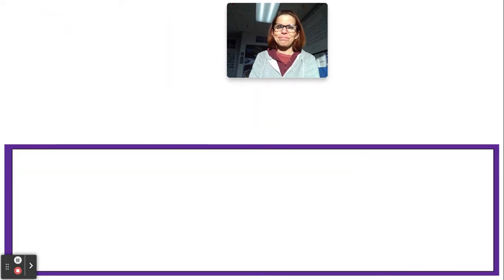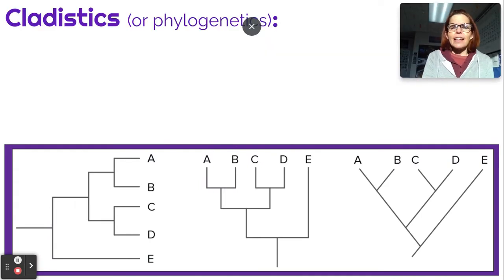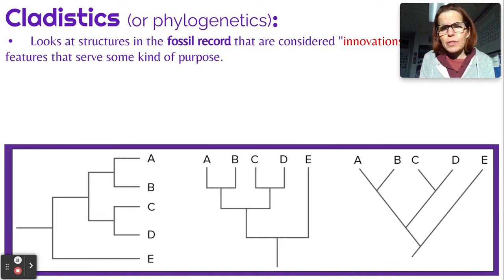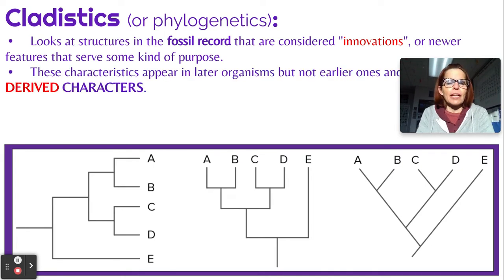Hope that made sense. All right, now we're going to talk about cladograms and phylogenetics. Hopefully you've done the PBS Trees of Life activity, so you're familiar with cladograms. Cladograms look at structures in the fossil record that are considered innovations. So we're looking at structures that are new features, new mutations that serve some kind of a purpose.